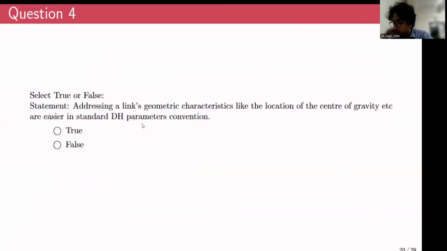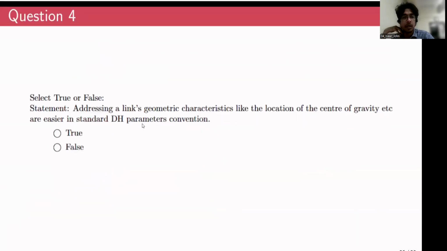Now moving on to question 4, it's a true or false question. It says adding a link's geometric characteristic like location of the center of gravity, etc., are easier in standard DH parameter convention. The false statement. That is indeed false.